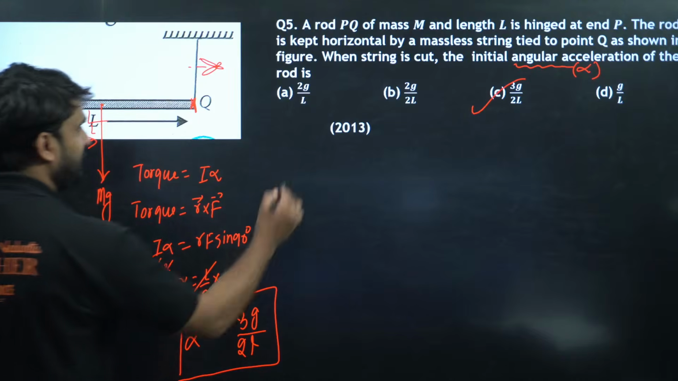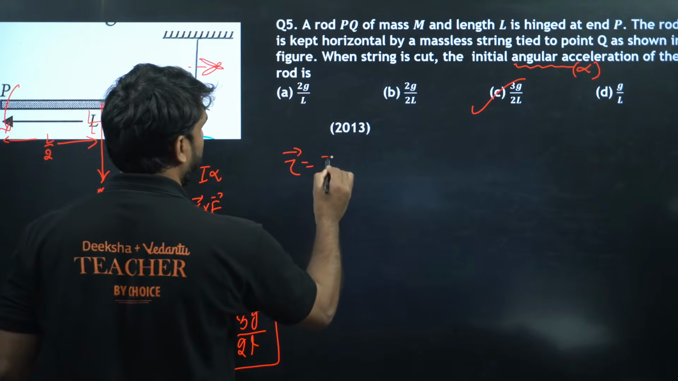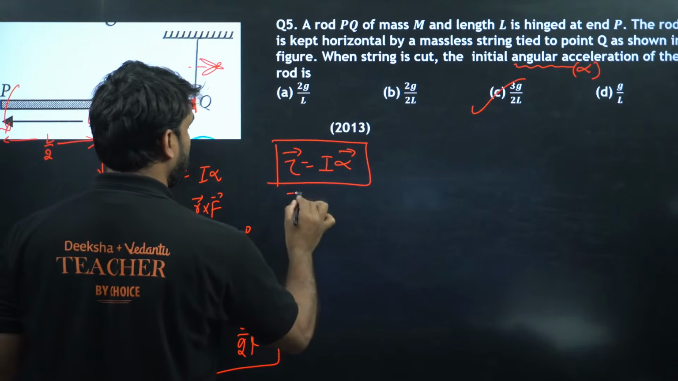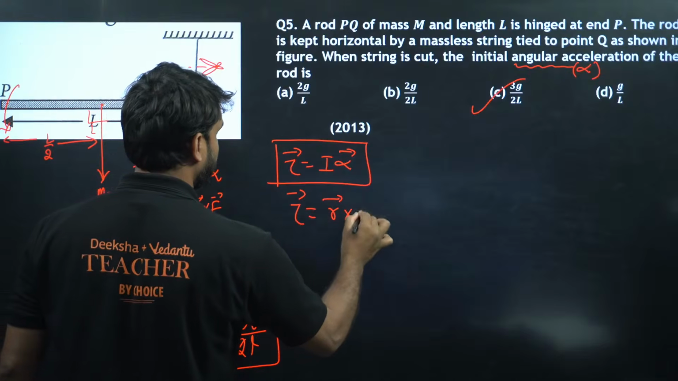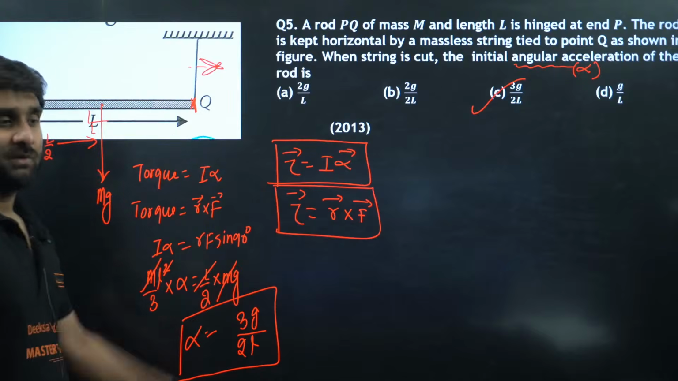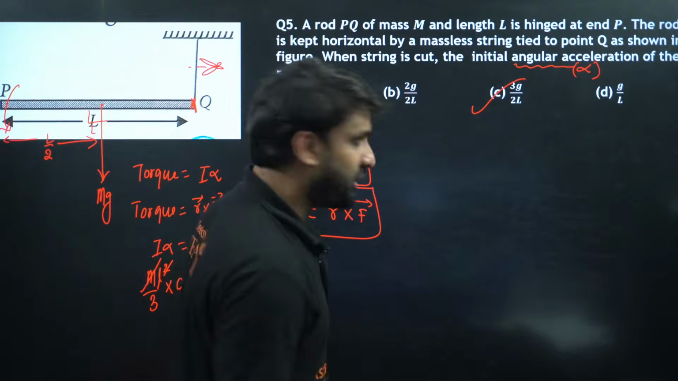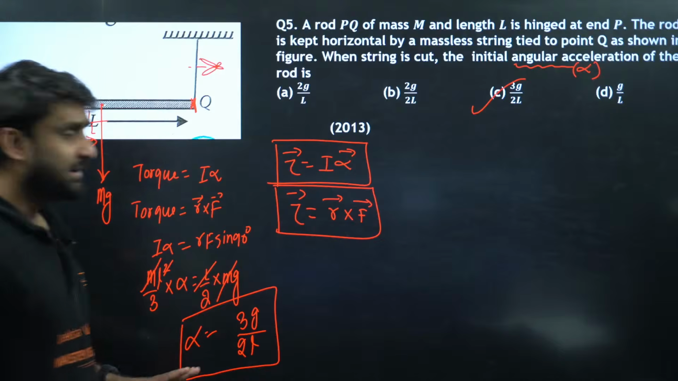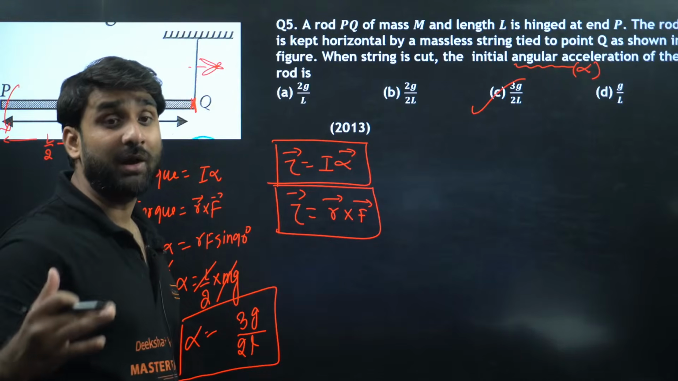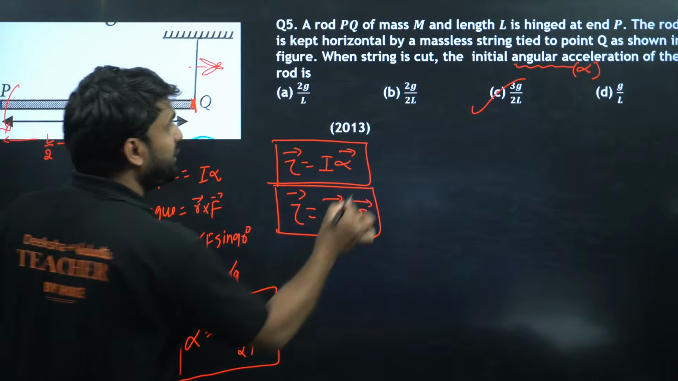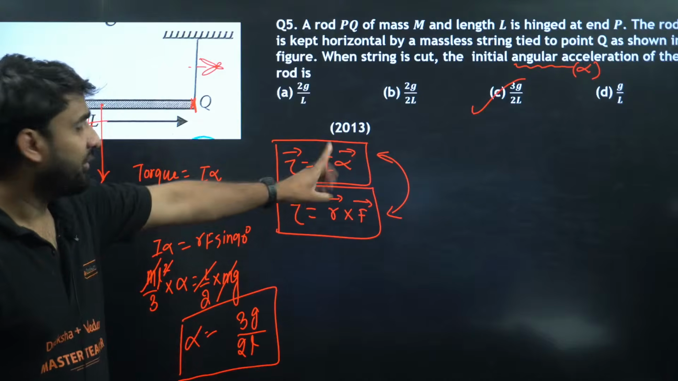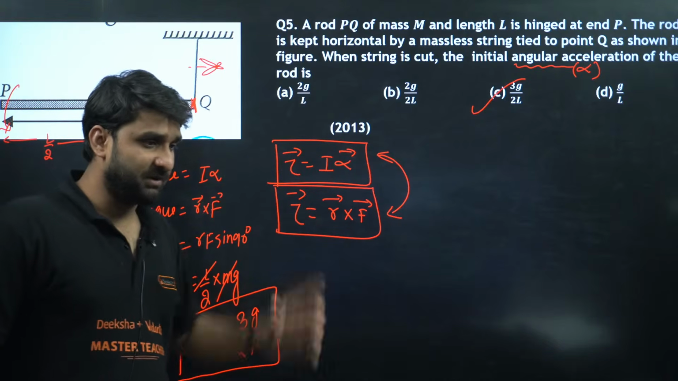So we have two formulas for torque. Torque is equal to I alpha, the first formula, and torque is equal to R cross F. Please keep these two formulas in mind always. These formulas are very important. Sometimes in some questions, you are required to find the angular acceleration. So you need to equate both the equations. Once you equate both the equations, you can find the angular acceleration that you require.